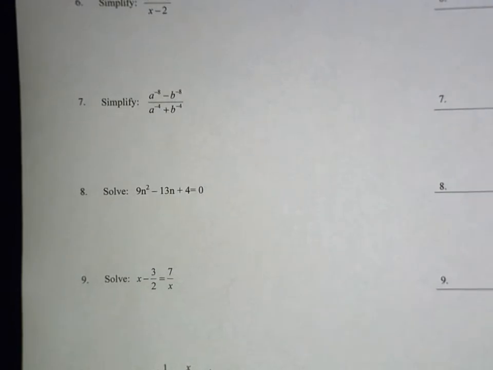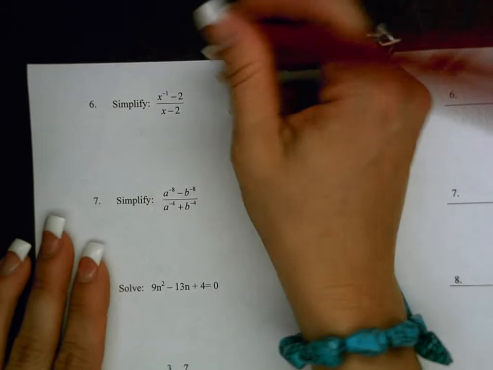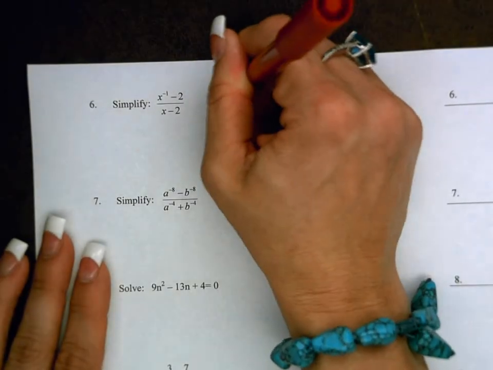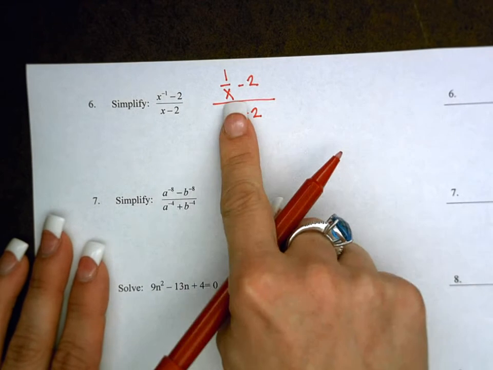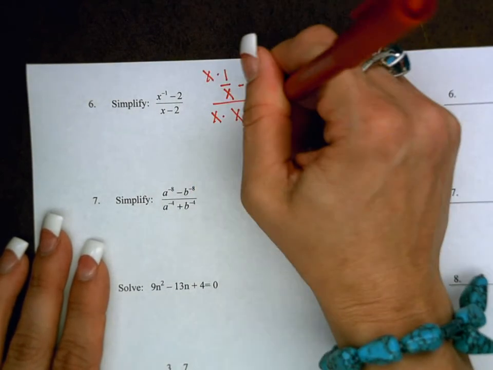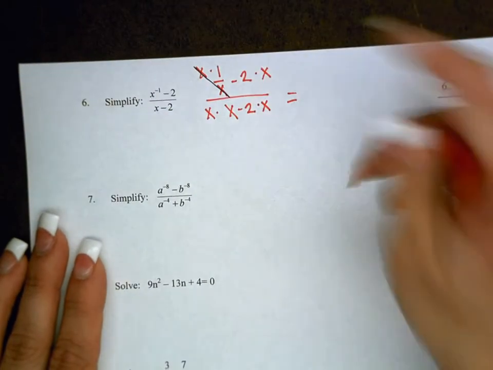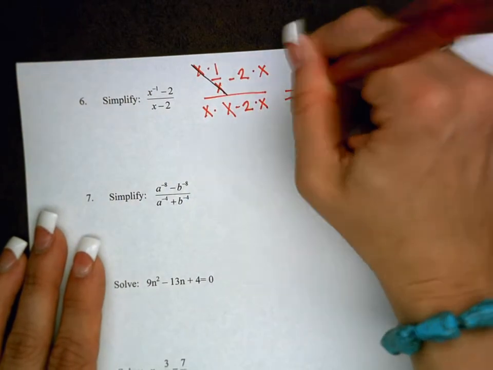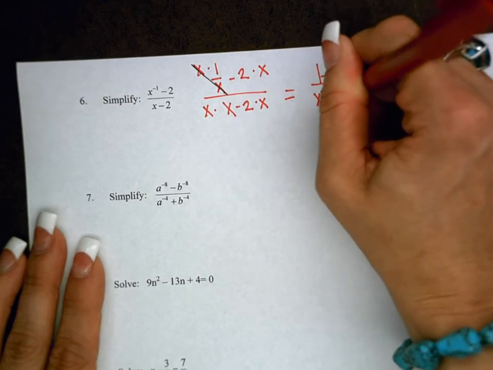Next page, on number 6, anytime you have a negative exponent, we're going to bury whatever's attached to the negative exponent. So 1 over x minus 2 over x minus 2. To eliminate the fraction there, you're going to multiply every part by x. So if you multiply everything through by x, these are going to cancel. So we get 1 minus 2x over x squared minus 2x.